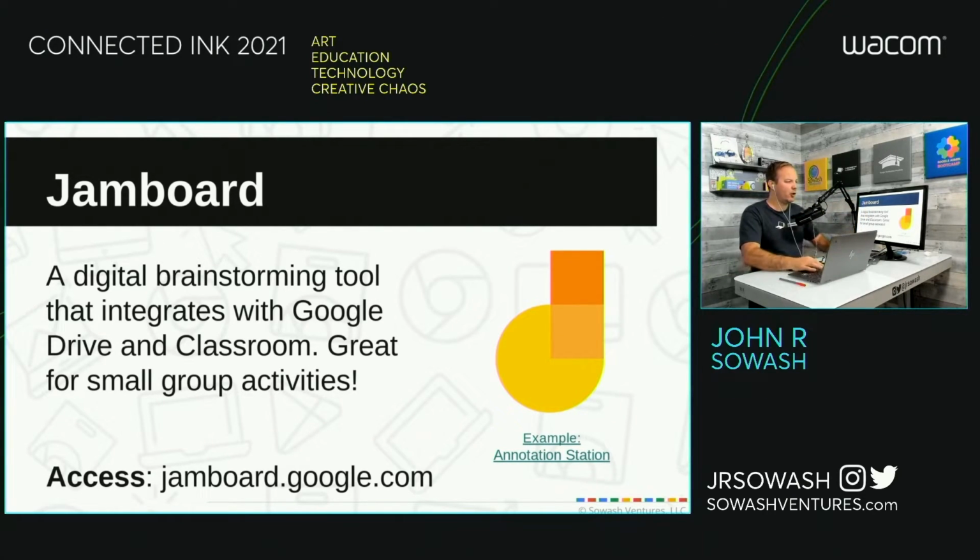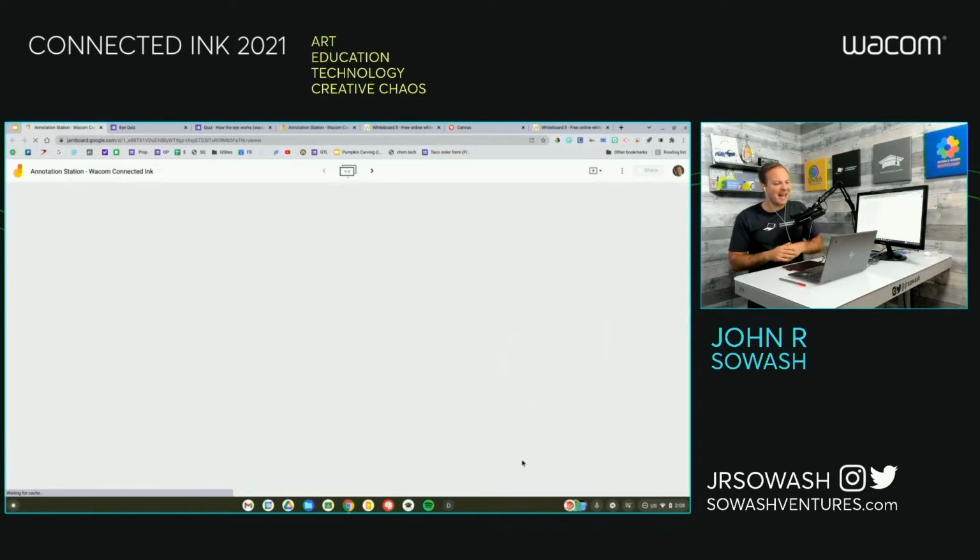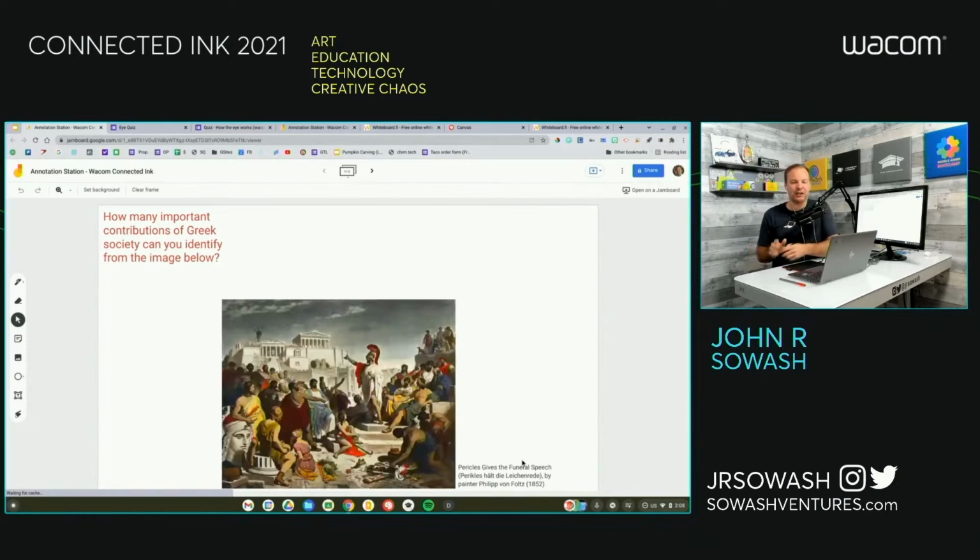Let's take a look. Now, I developed these five different lessons for Jamboard. I'm just going to share one with you here today. This is Annotation Station. That's what I call it. And it's a very simple concept. You can apply this to virtually any subject area or grade level. You're going to provide students with some type of an image. The more detailed and complex, the better. And then you're going to just simply ask students to annotate that image.